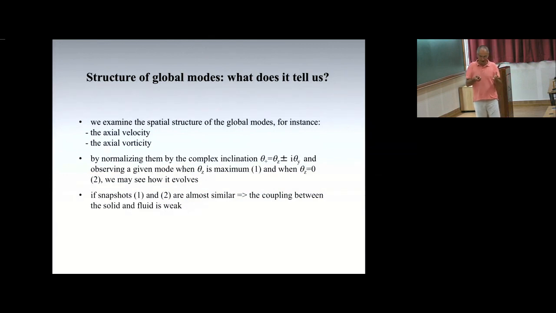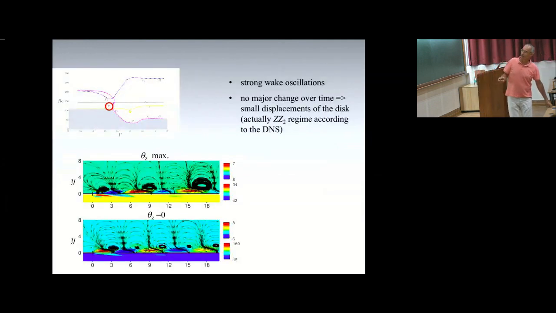Basically, what you can expect is that if the two pictures are very similar, it means that whatever the inclination of the disk is, the structure of the fluid is almost unchanged. So there is little coupling between the disk and the fluid. In contrast, if the picture you get when the inclination is maximum totally differs from the one you get when it is zero, then clearly there is a strong coupling between the disk and the fluid. So here is how it looks. This is the structure of the mode at this point here. This is what we get when the inclination is maximum. This is when it is zero.